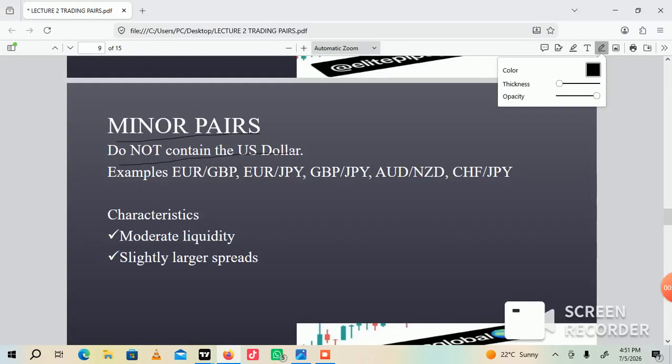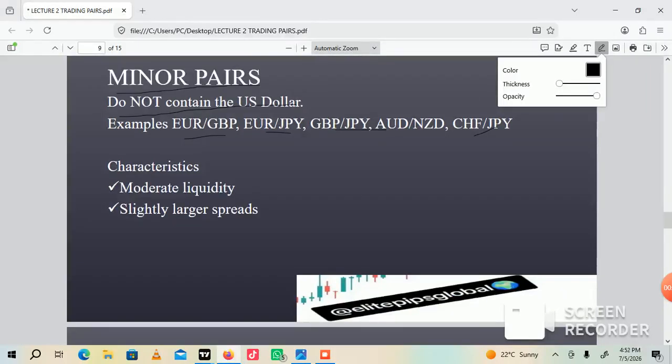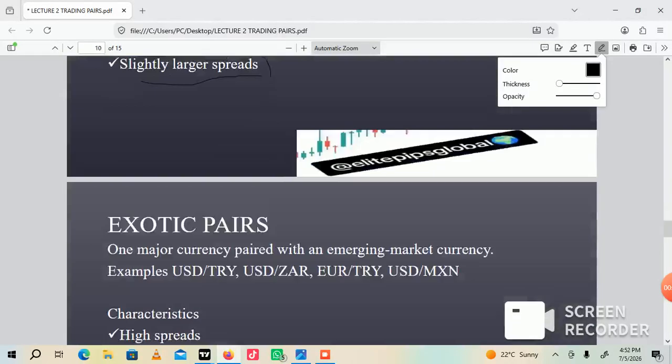These do not contain US dollars. Examples are Euro GBP, Euro JPY, GBP JPY, CHF JPY, and many more. Now we come to the characteristics of the minor pair. The first characteristic is moderate liquidity and slightly larger spreads. So that is all the characteristics of the minor pair, and these pairs are recommended for beginners to trade.